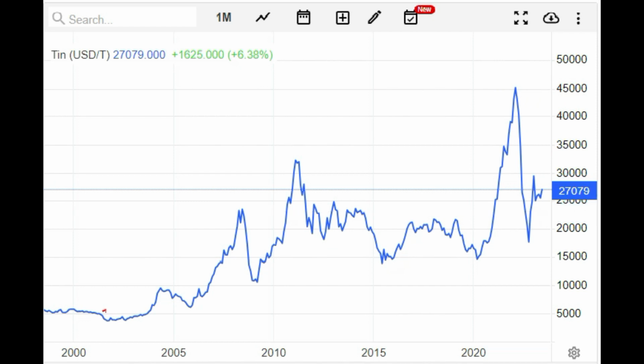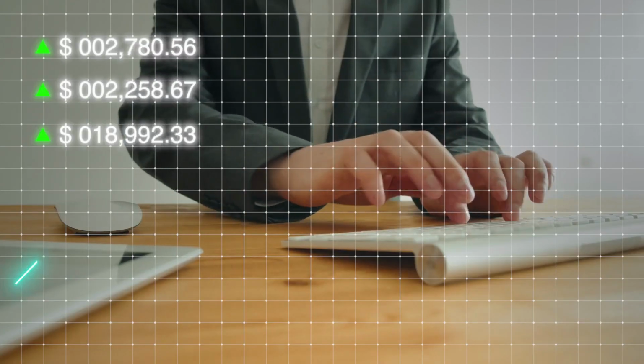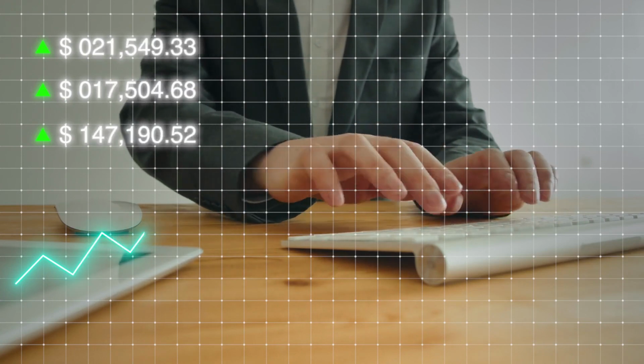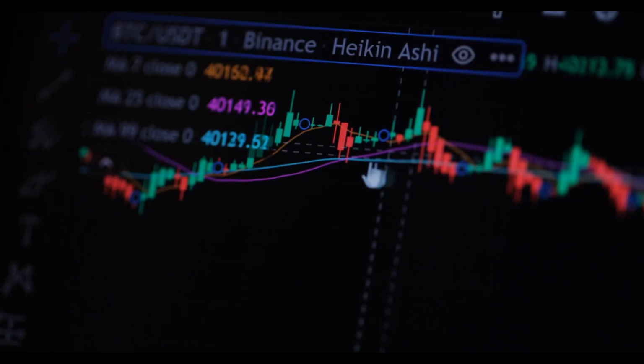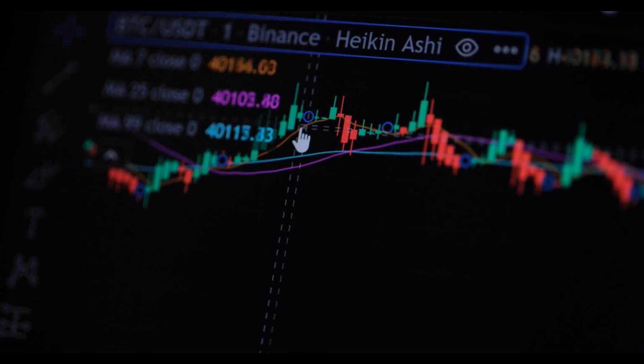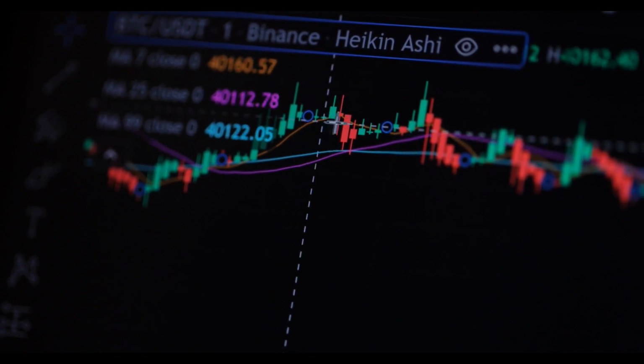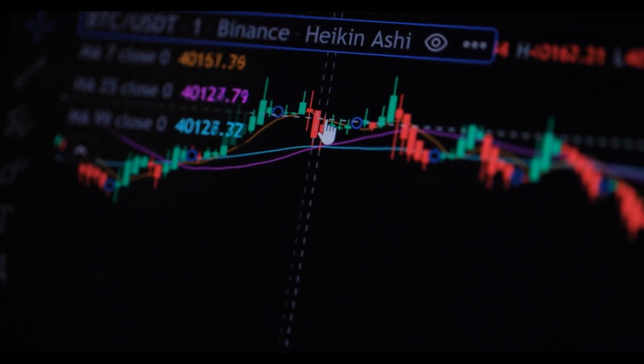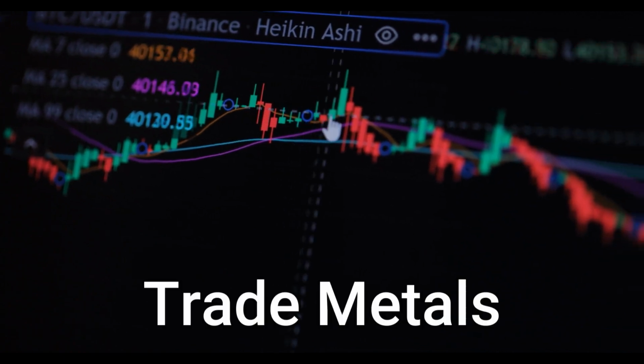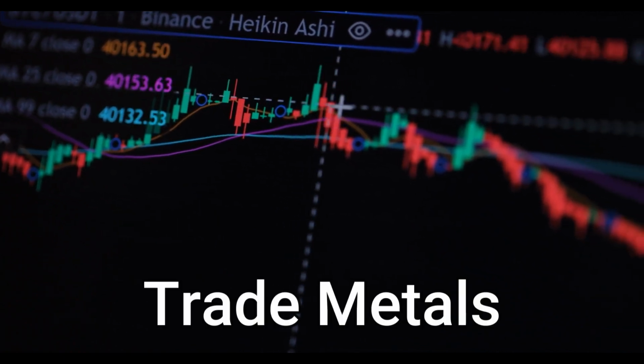You have to know that there are a lot of people that buy and sell metals online like they do stocks and cryptocurrencies. You might ask, where do they buy and sell this? Unfortunately, I can't give you a website, but you could search online, trade metals, and you will find some suggestions on how to do it.